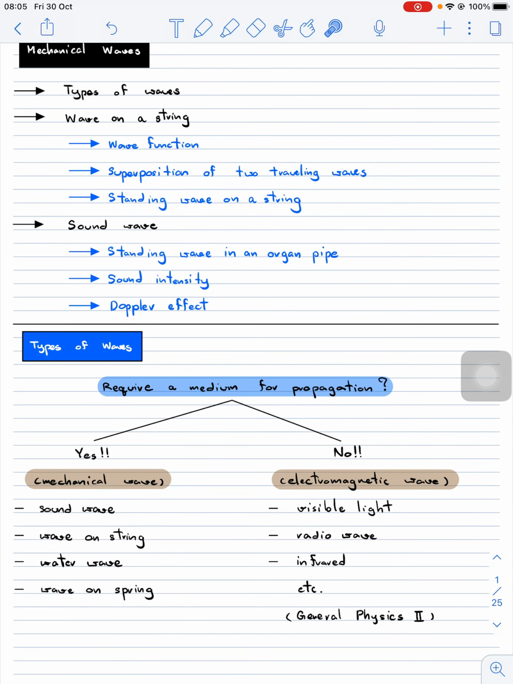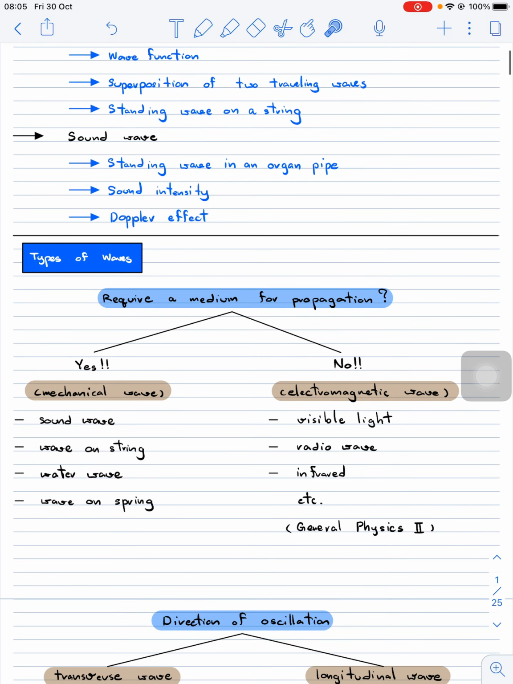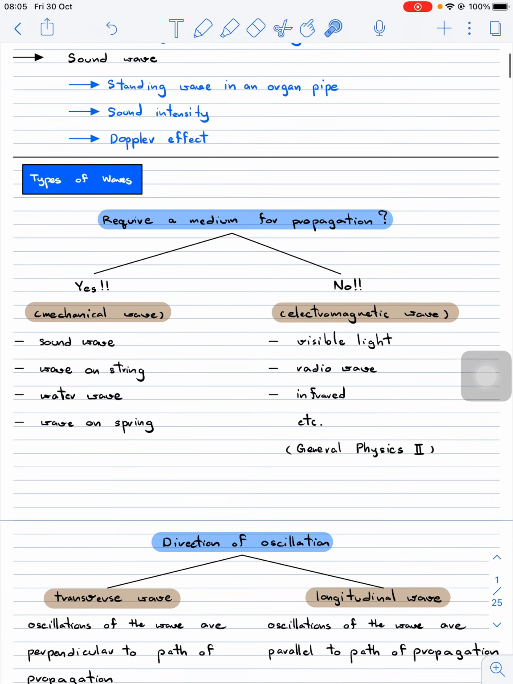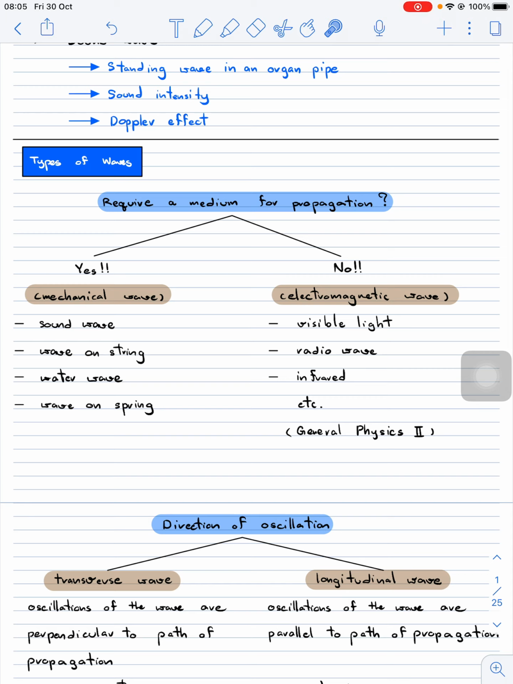Now for the types of the waves. If we want to categorize the wave due to the medium for the propagation, we can categorize into two types. The first one is called the mechanical wave, and the second one is called the electromagnetic wave. The mechanical wave requires the medium for the propagation of the wave.